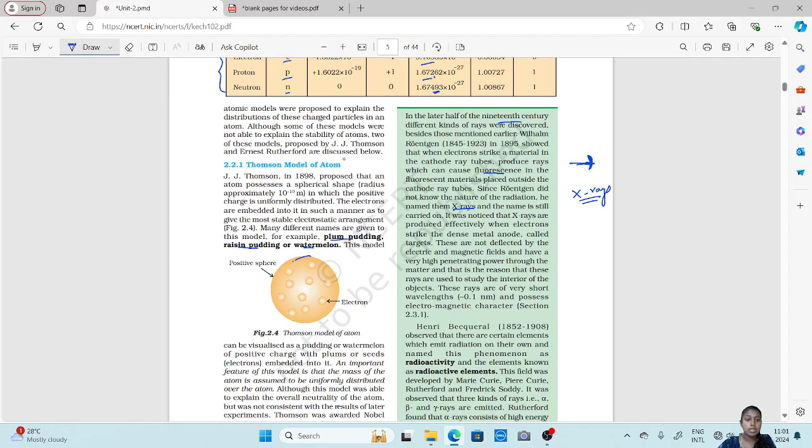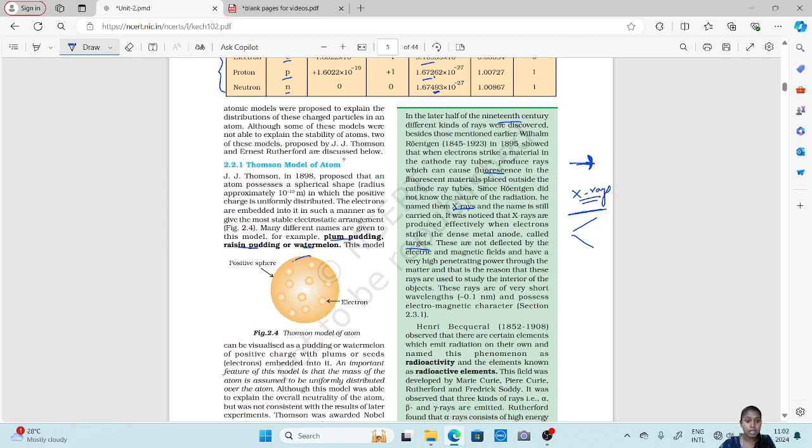It was noticed that X-rays are produced effectively when electrons strike the dense metal anode called the target. These are not deflected by electric or magnetic fields and have a very high penetrating power through matter, and that is the reason these rays are used to study the interior of objects. Cathode rays can be deviated using electric and magnetic fields, but X-rays cannot. These are stronger rays which only move in a straight line, so even if you apply an electric or magnetic field, they won't deviate. Therefore they have high penetrating power.